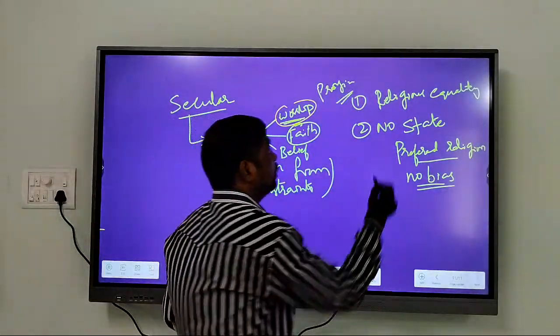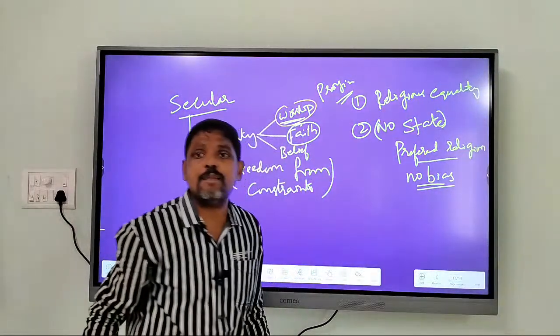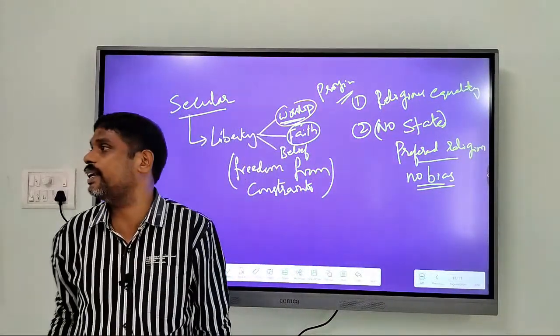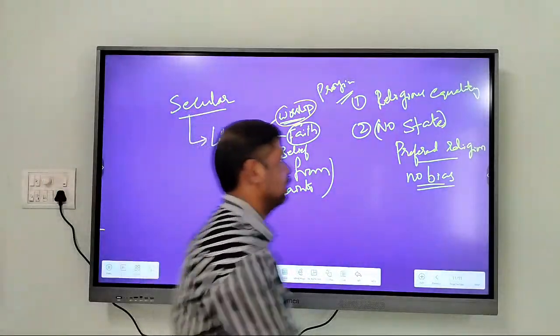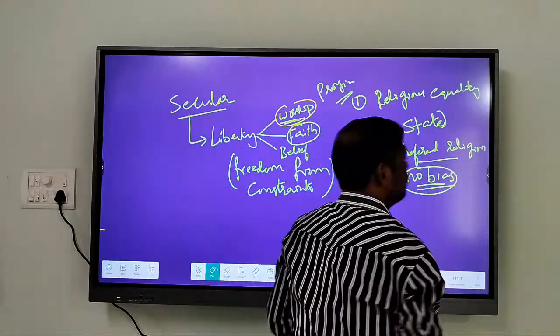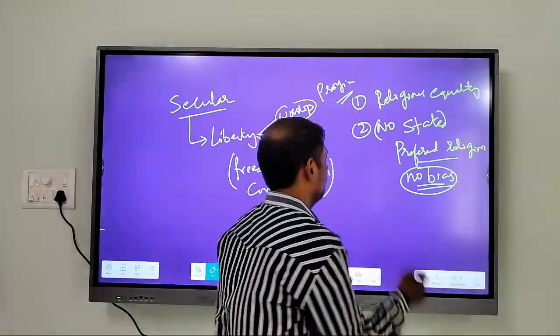Alright. So coming to this secularism, there won't be any state preferred religion. So all the religions are equal. There is no biasness shown to any religion. Alright.